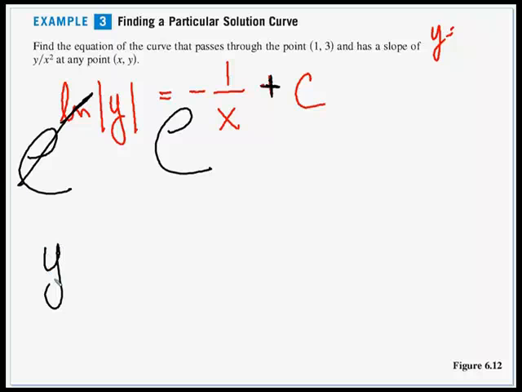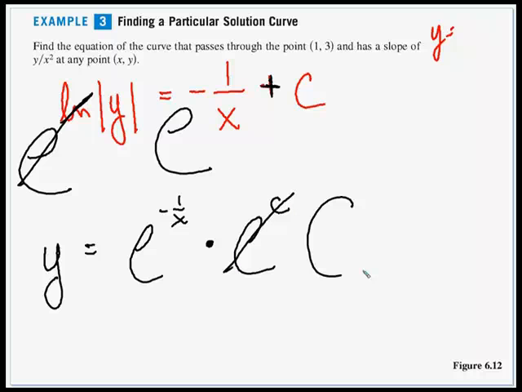We can drop the absolute value bars, and that's equal to our first term, e to the negative power 1 over x, times e to the c. Because remember, when you multiply like bases, we add the exponents. Negative 1 over x plus c is what we had up here. And e raised to some arbitrary constant is just going to turn into an arbitrary constant. So we'll have y equals c times e raised to the power negative 1 over x.